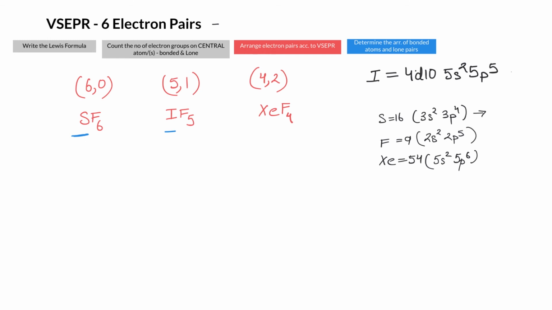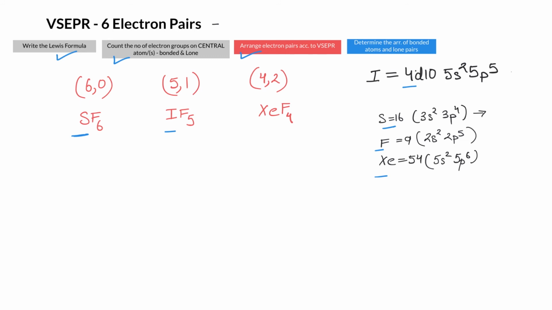Okay, so I hope you have practiced them, and now we are going to talk about this. Now, again, for your help, what I've done is I have already written the valence configurations right here for the elements, right? Now, you have to first write the Lewis formula for each of these, count the electron groups, arrange the electron pairs according to VSEPR theory. Now, straight away, let's talk about the electron geometry first of all.